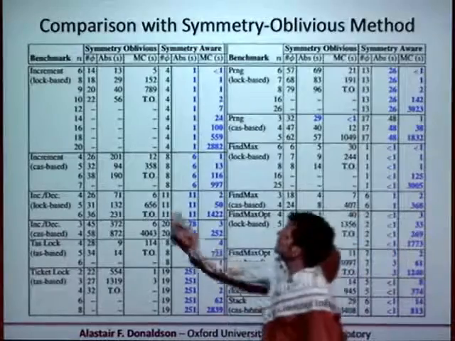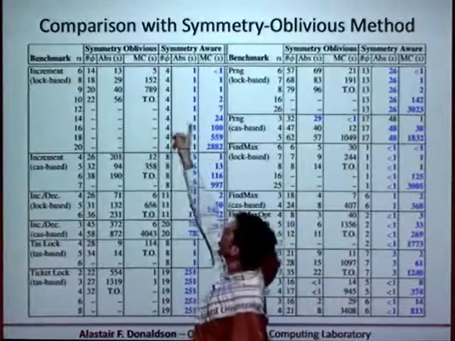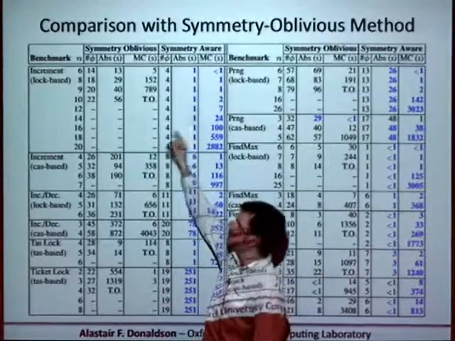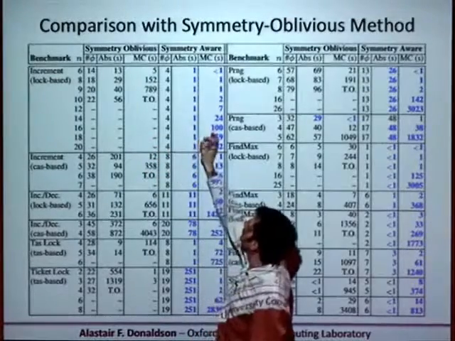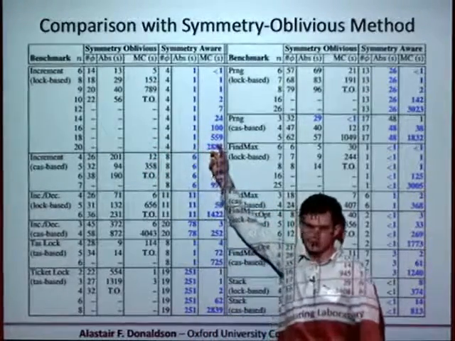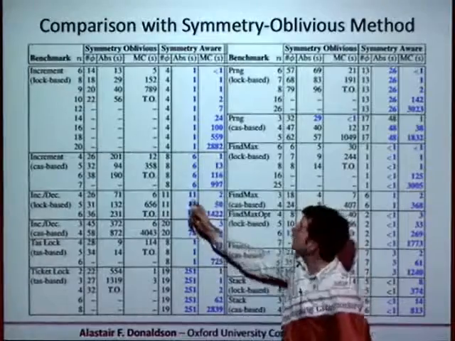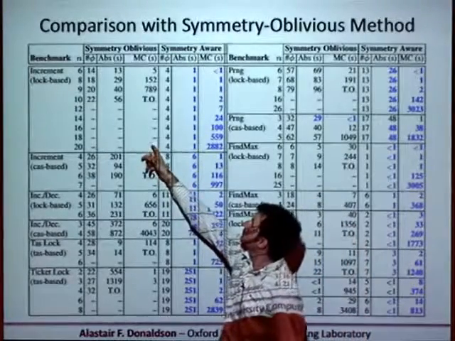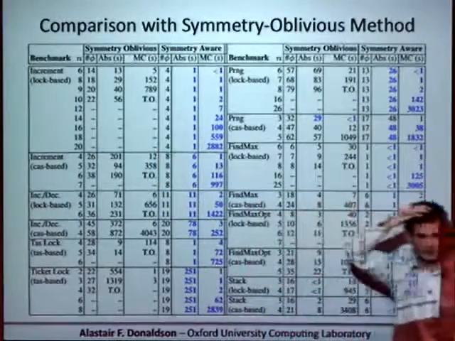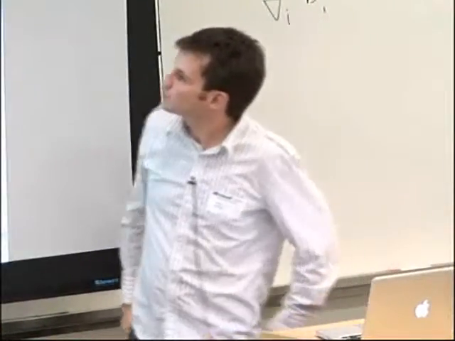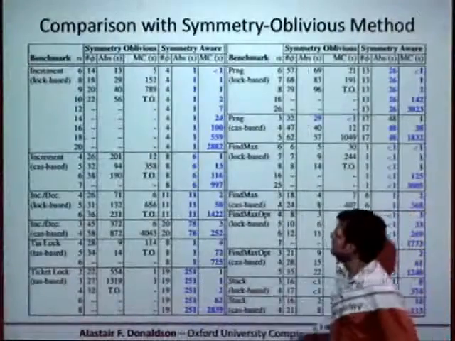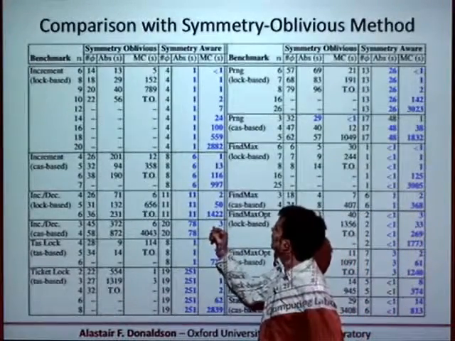Then we have the time taken for abstraction in symmetry-oblivious and symmetry-aware approaches, respectively, and the time taken for model checking. Here, model checking is performed with BBoom, our extension of the Boom tool. And here, we took the best time between SMV and Boom with no symmetry reduction. So you can see that we get significant speed-ups on many of the examples.